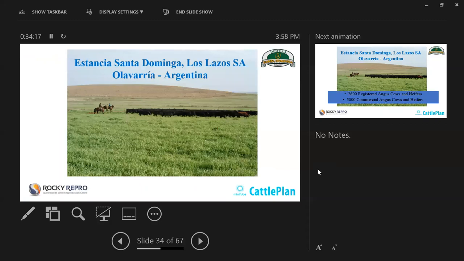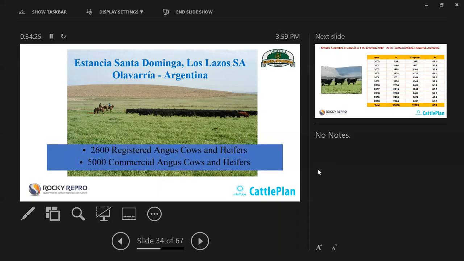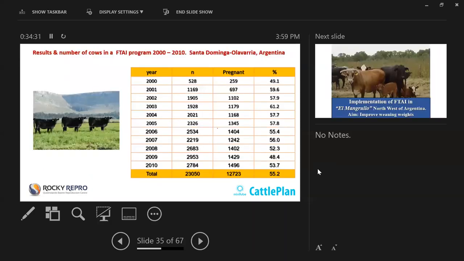This is an example of a farm in Argentina where they've been doing fixed time AI in stud and commercial cattle. These guys run 2,600 stud cows and heifers and then 5,000 commercial head. And this is data from 10 years' worth of AI programs on this particular property.